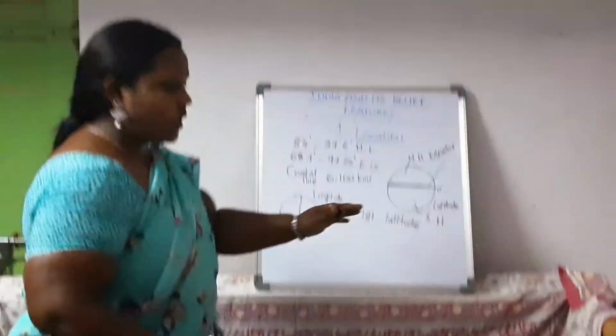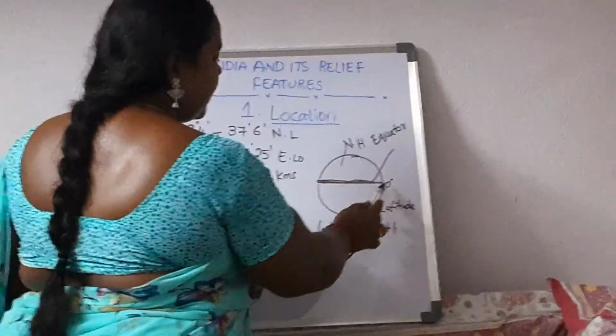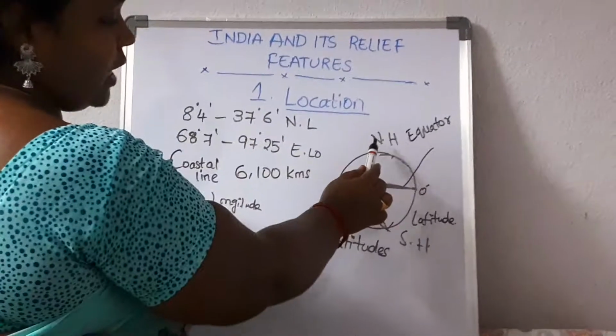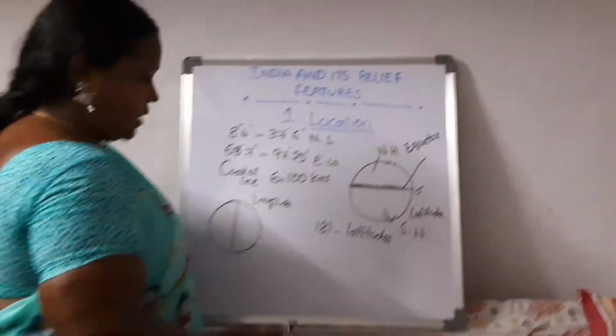Yes children, can you see it? See, the 0 degree latitude exactly passes through the middle and it's dividing the sphere into two hemispheres: Northern hemisphere, southern hemisphere. Okay.